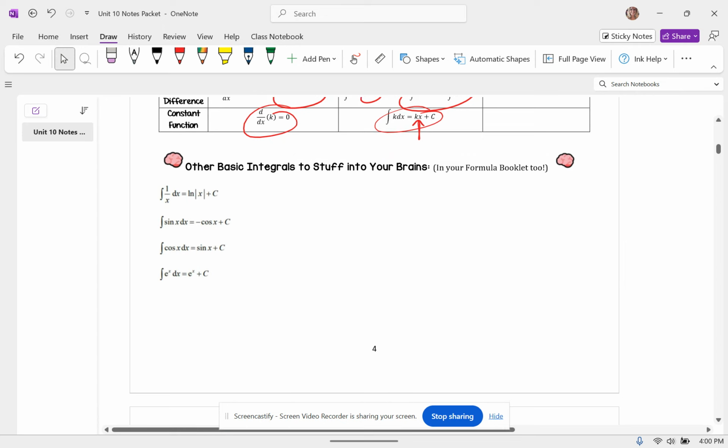Other basic integrals that you're going to need to stuff into your brains are the integral of 1 over x. That's going to give us the ln of the absolute value of x plus c. And the integral of sine is going to be negative cosine. The integral of cosine is going to be sine. And then the integral of e to the x is going to be e to the x. And then they all have a plus c on the end because those constants drop off when we differentiate. Okay? Easy ways to remember these two. So you remember the song, the derivative of sine is cosine.